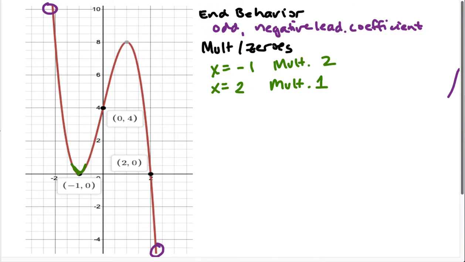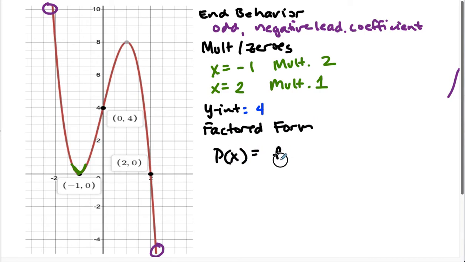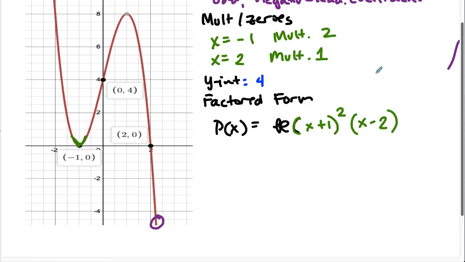Okay, so now we want to know the y-intercept. So the y-intercept here is +4. Okay, so now in factored form, we are assuming that p of x is equal to k times my factors x plus 1, because x equals -1 is my 0, with a multiplicity of 2, and then x minus 2, and that factor only happens once.